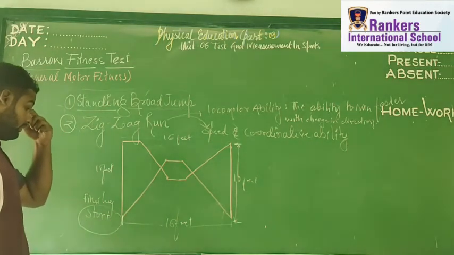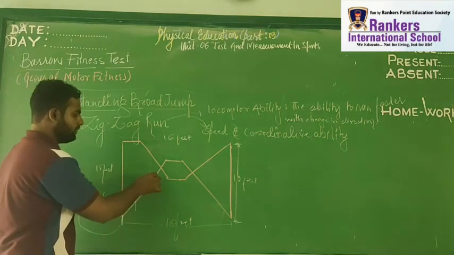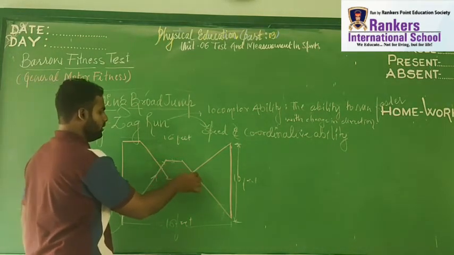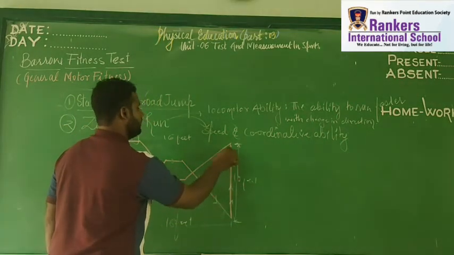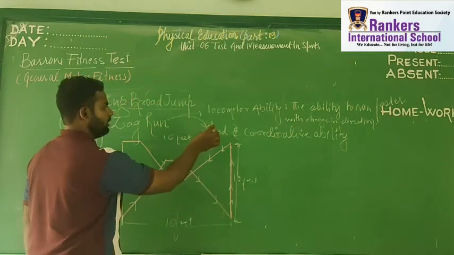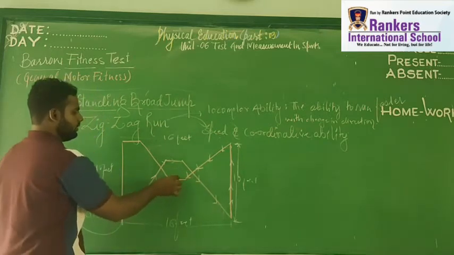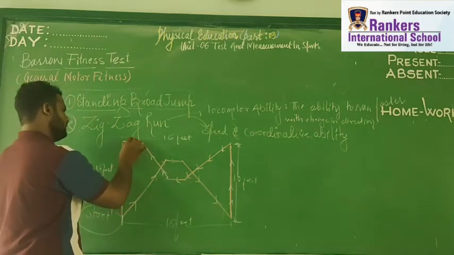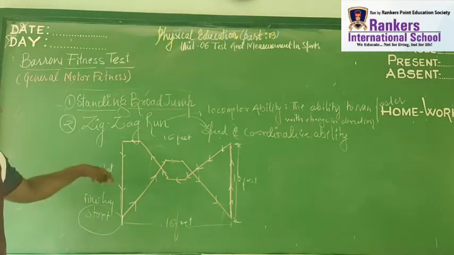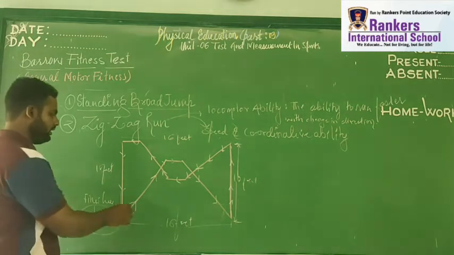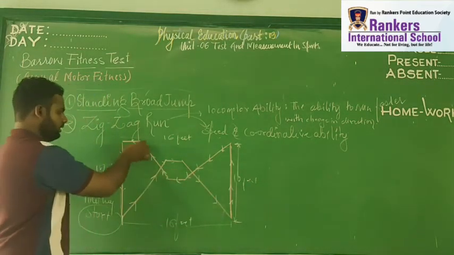As and when the whistle is blown, in some seconds you have to complete this. So you will start from here till you go here, then you will be coming here. According to the diagram, you will also have to go so that the coordinative ability, the speed and the locomotor ability can be measured. So that you can cover the whole distance and in the same way come back where we started. He or she will have to perform accordingly.